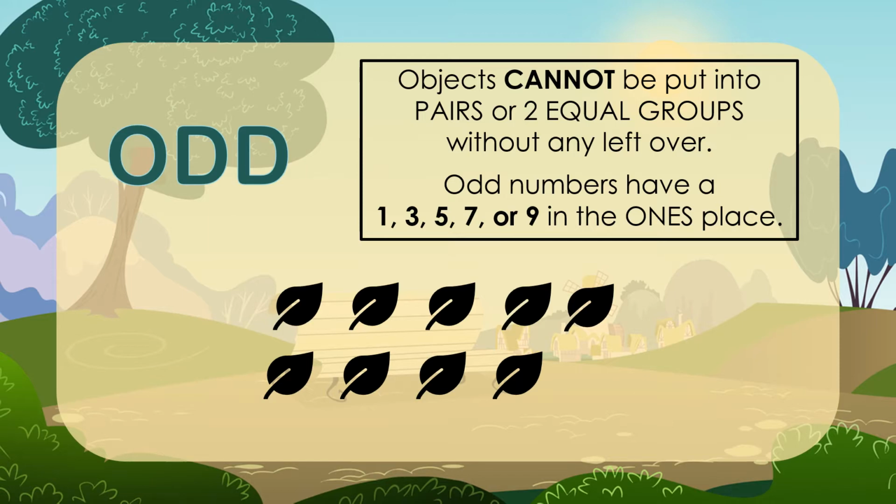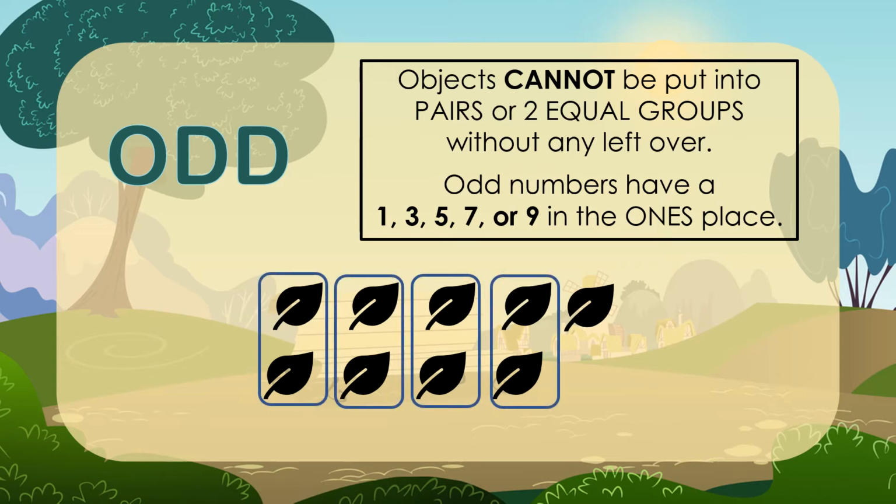Look at this group of leaves. I can partner almost every leaf with another leaf to make a pair, except for one. There's one leaf that doesn't have a partner. So that tells me that this number is odd.